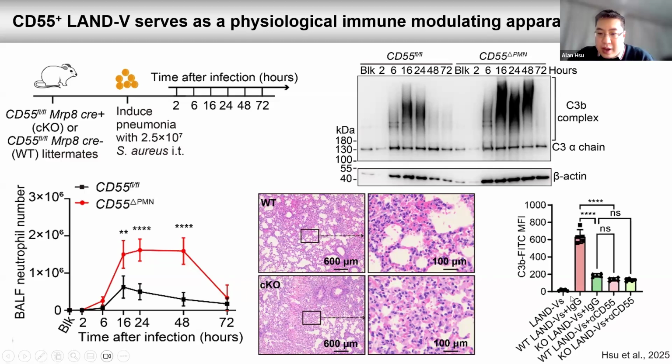Finally, we also found that this binding of C3b, as we showed, is LAND-V specific. So when you knock out CD55 on the neutrophils, the LAND-V forms obviously don't have CD55 and cannot bind to C3b either.